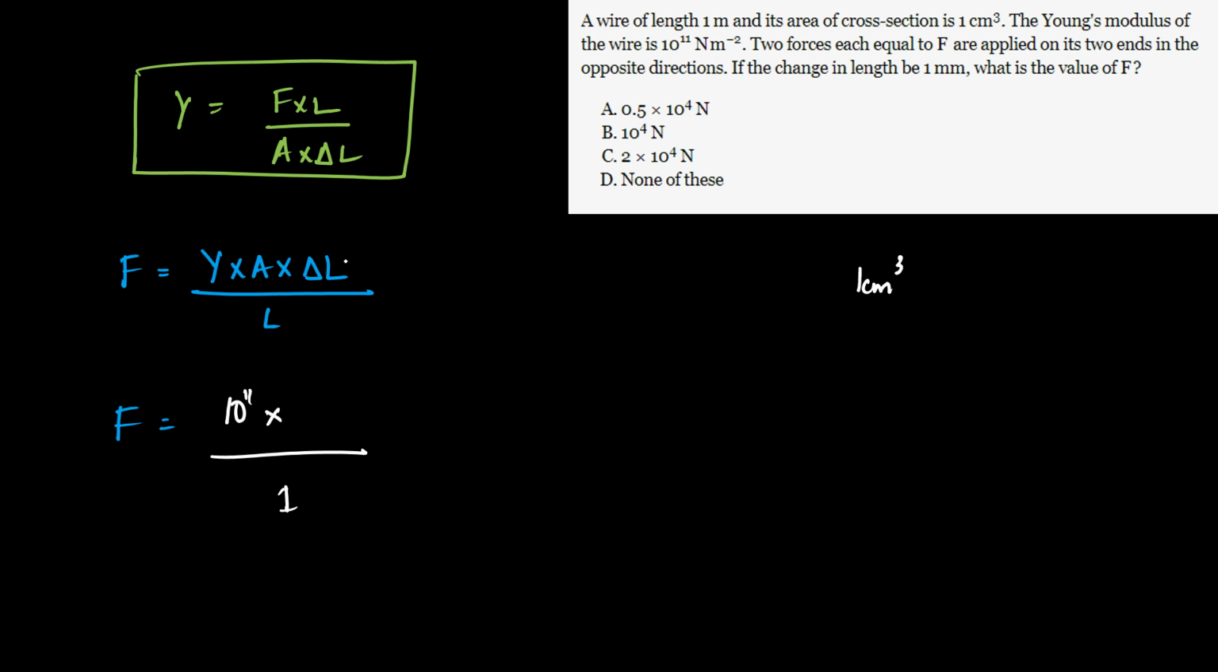Because of A and delta L, it is a little bit harder because the unit is different. It is 1 centimeter cube. So I know that 100 centimeter is equal to 1 meter, right? I want centimeter squared. So if I square this, I should be getting 1 meter squared is equal to 10,000 centimeter squared, right?